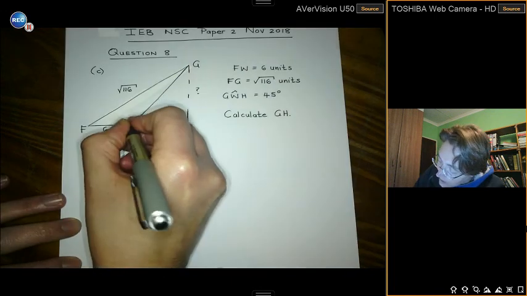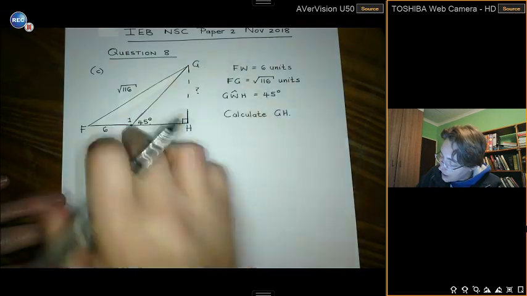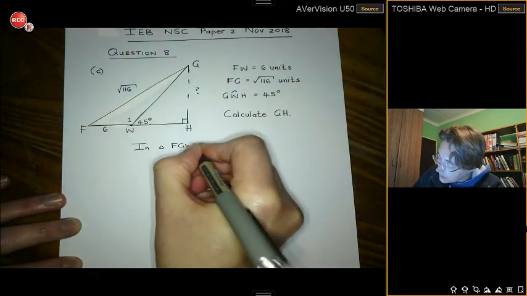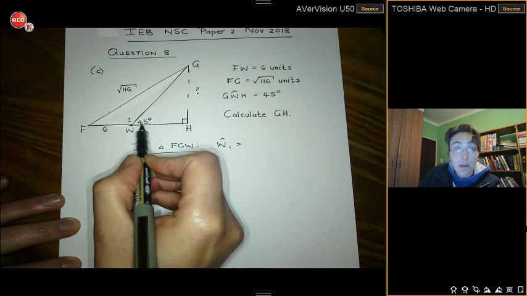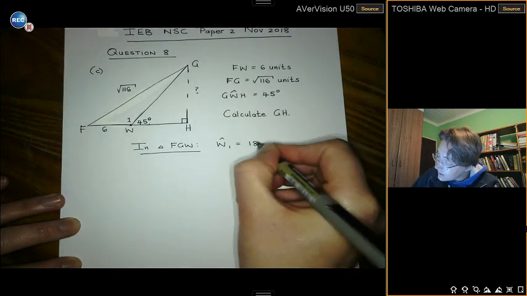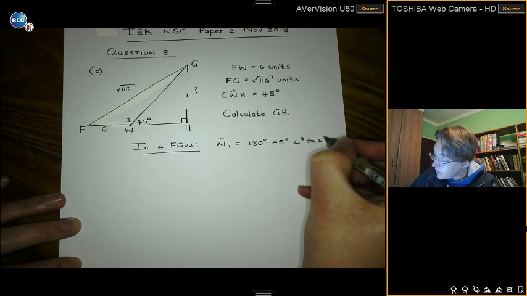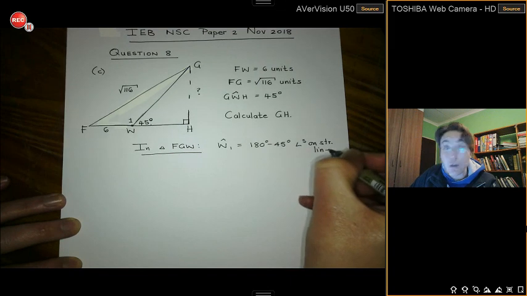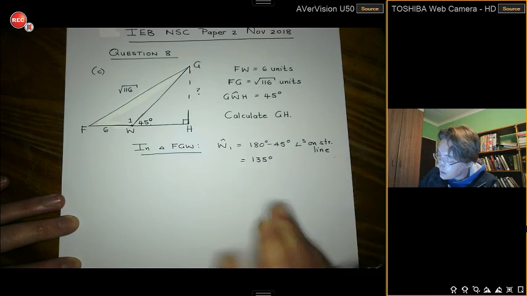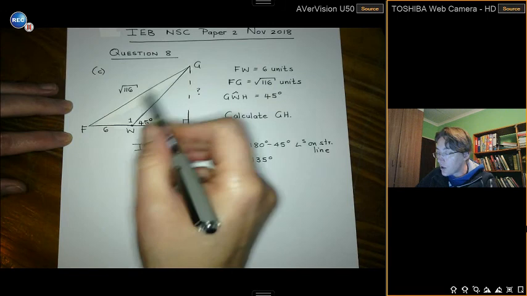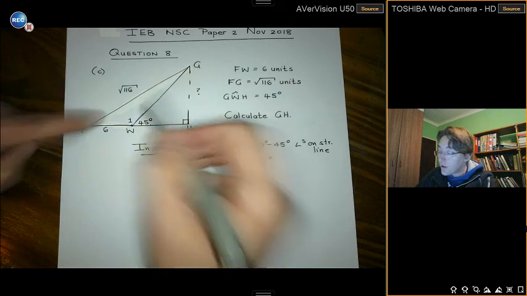So I can call this angle W1, and I can say in triangle FGW, angle W1 is going to be 180 degrees minus 45 degrees, and that's going to be angles in a straight line. So like I said, people, never ever ever be scared to do some Euclidean geometry. And this one's going to be 135 degrees then. Okay, so I've got that, which means in this particular triangle over there, I've got 2 sides and I've got an excluded angle, which means I've got 3 pieces of information, so I start there.